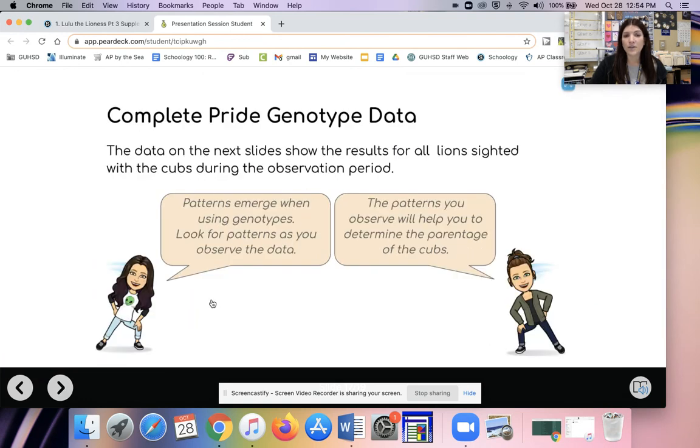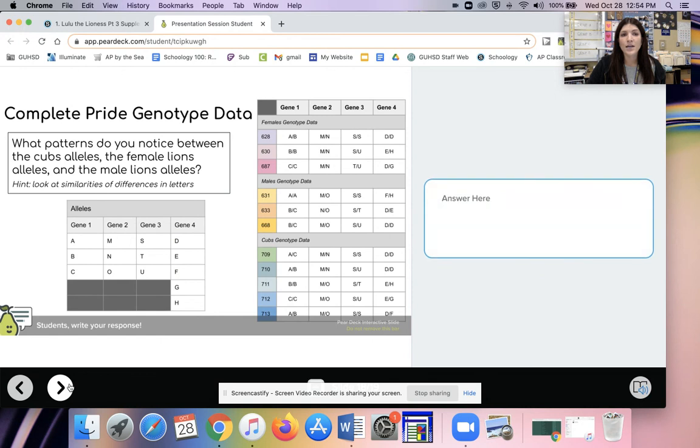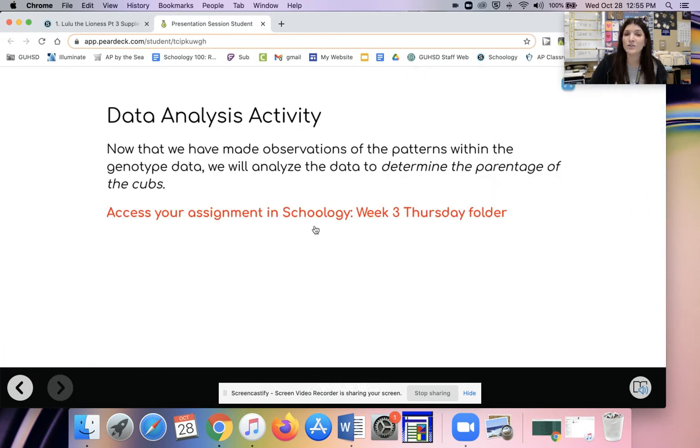The next slide, you're going to be doing the same thing where you're just simply telling me what patterns you notice, but now you're going to be looking at it for the entire pride. So you're going to have the female genotypes, male genotypes, and all of the cubs. So again, look at similarities and differences in the letters or the alleles, and that's going to help you answer this question. And then at the end of it, you don't need to submit it, but you're going to go back into Schoology and you're going to do number 2, which is going to be actually analyzing the genotype data.